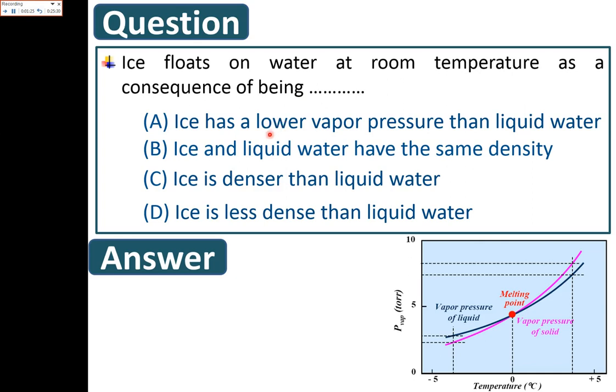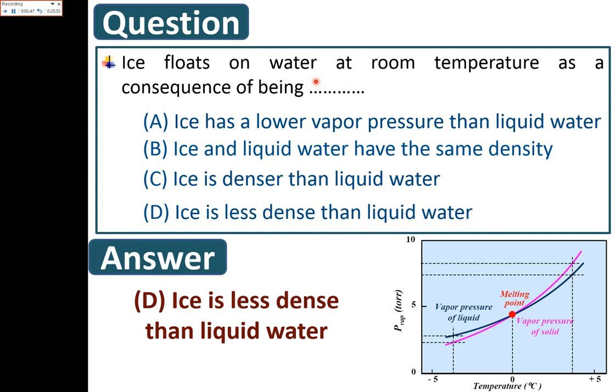How about the density of ice and the density of water? Actually, the density of ice is less than the density of liquid water, and that's why ice floats on liquid water. So the proper answer will definitely be number D. So D is the correct answer.